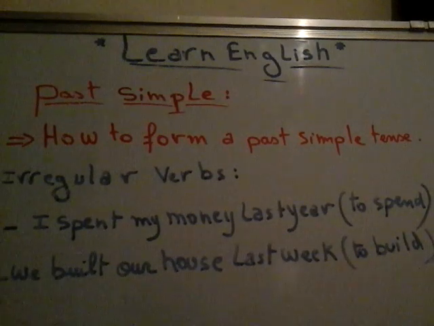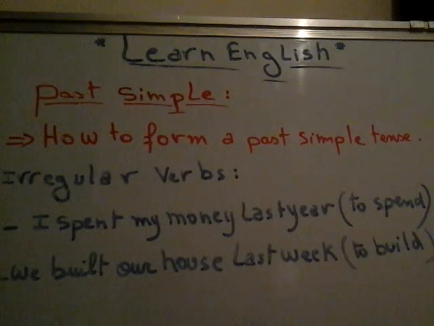So now let's move to irregular verbs. As I said before, irregular verbs are those verbs who change when we conjugate them in past simple. So all irregular verbs have unique past simple form.